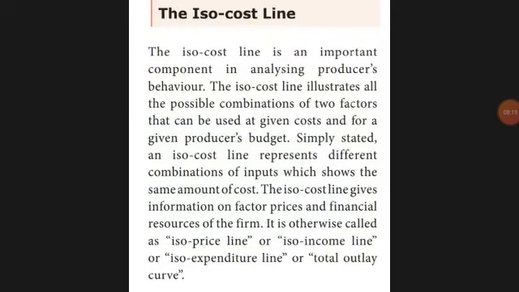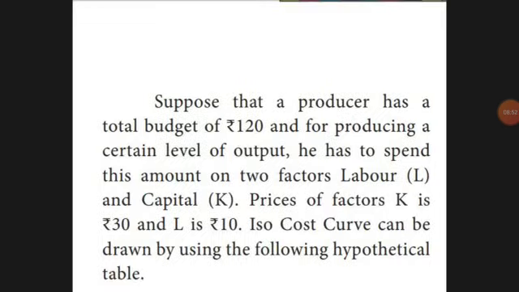Next, the isocost line. The isocost line is very important to analyze the producer behavior. This line gives the information of the price and financial resources of the firm. This can also be called the iso price line, iso income line, iso expenditure line, or total outlay curve. So this can be explained.